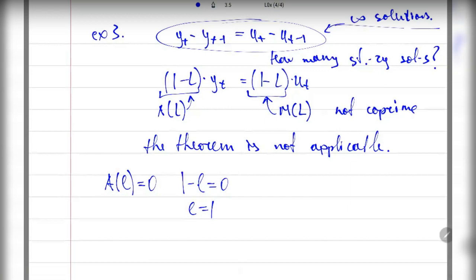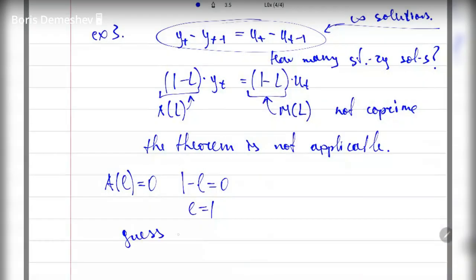And let's guess a stationary solution. Who can guess a stationary solution for this equation? That's not difficult. Who can guess a stationary one? y_0 equals 0? No, that will be non-stationary, I think. So my advice, guess a stationary solution.